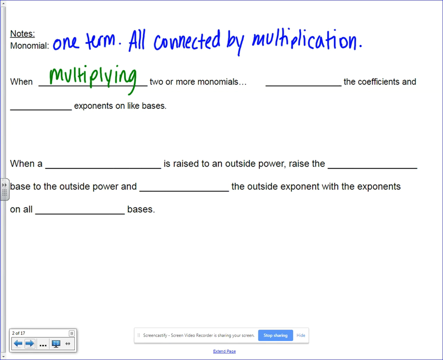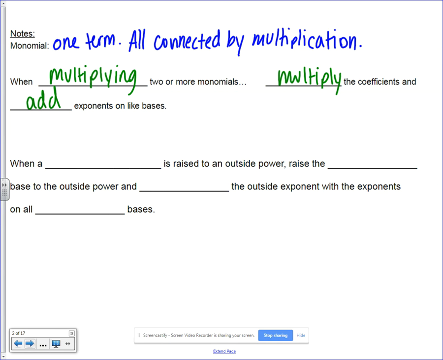What do you do with the coefficients? You multiply them. What do you do with the exponents? Add them. Everybody all right with that?